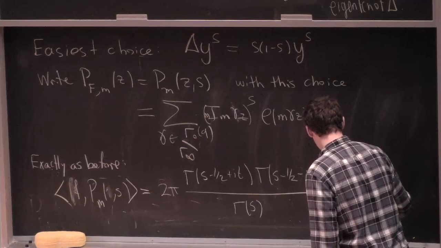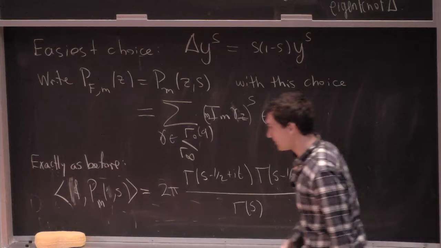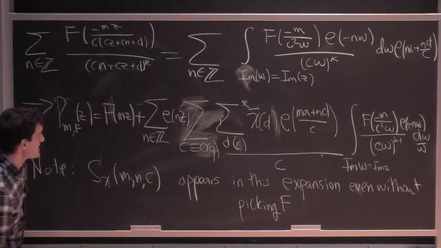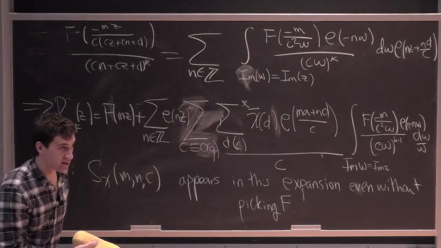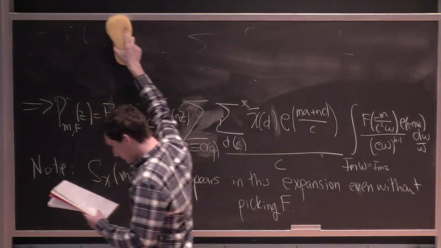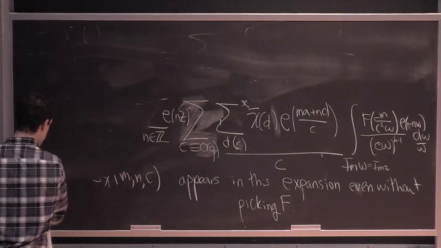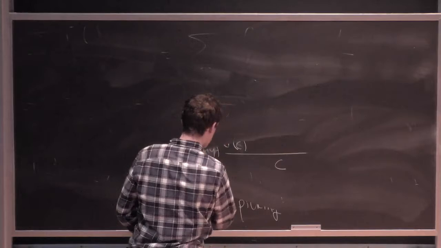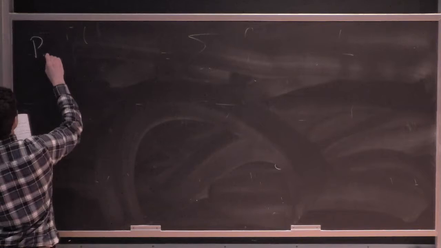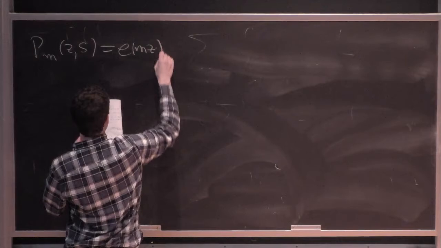But what's really important here is the a_m Fourier coefficient given by this Fourier expansion at the top of the board. And because I worked this out for a general f before, this is exactly the same computation. So we can also compute the Fourier expansions of these non-holomorphic Poincaré series. So we also have P_m(z, s) is just e of mz plus a sum of Kloosterman sums.